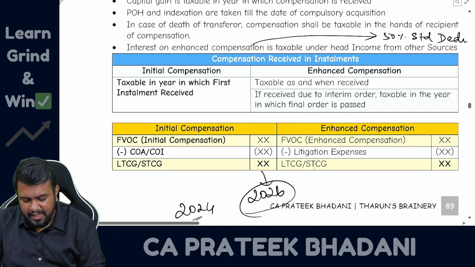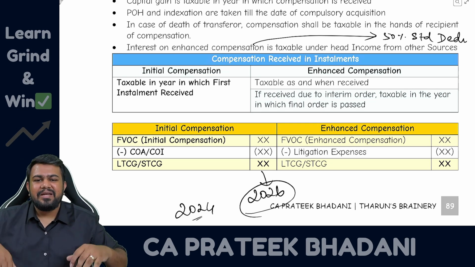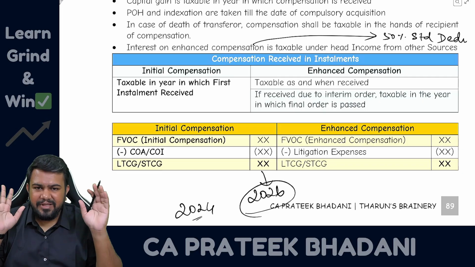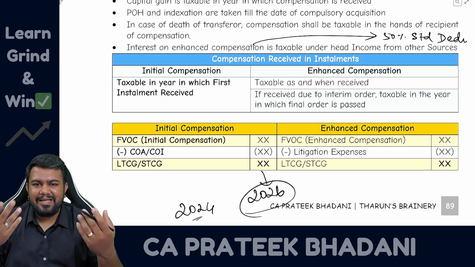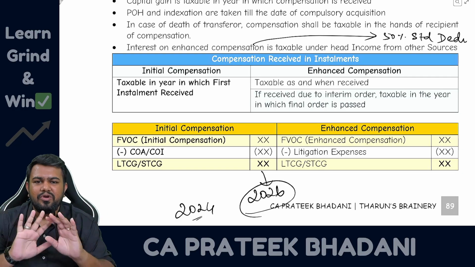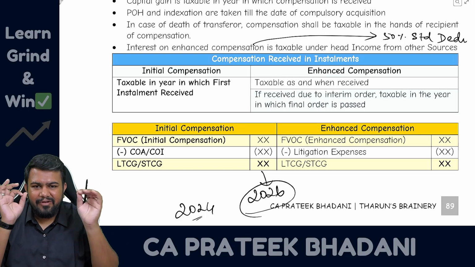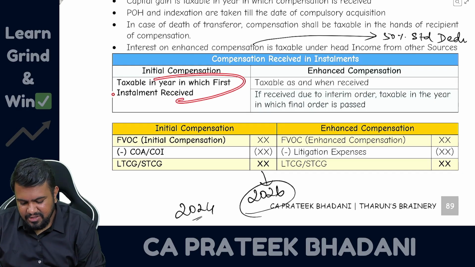In such case, initial compensation means what? Compensation which is decided by the government. So when the government has decided the compensation and they are giving that compensation, then if at all they are giving it in installments, you should not see the installments. Entire value, all the installments combined, will be taxable in the year in which the first installment is received.